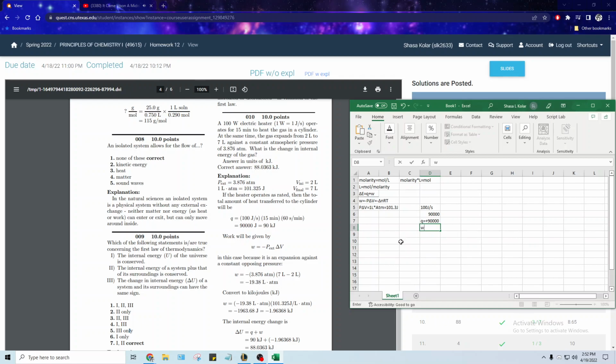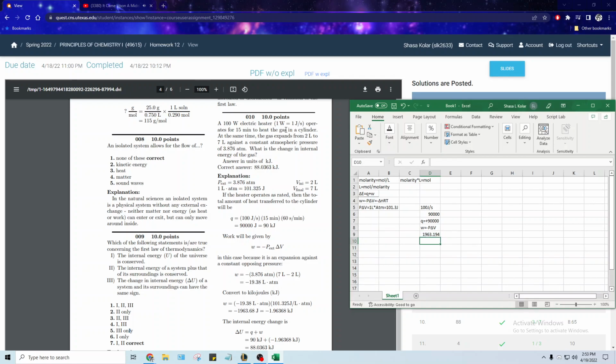So W is going to be negative. Specifically, it's going to be negative P change in V. So P delta V. All we need to do is plug in our numbers. And remember, 1 liter atmosphere is 101.3 joules. So we have our atmospheres, 3.876, times the change in volume in liters. So 7 minus 2 is 5. Not too hard. And then we multiply that by 101.3. That gives us joules.